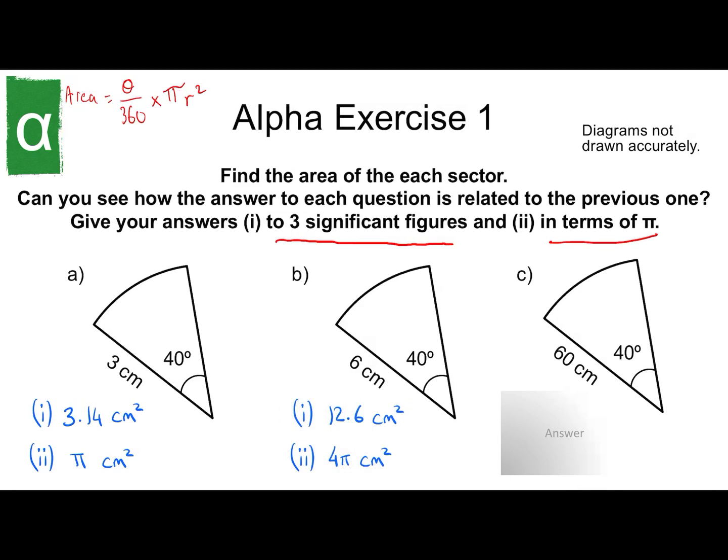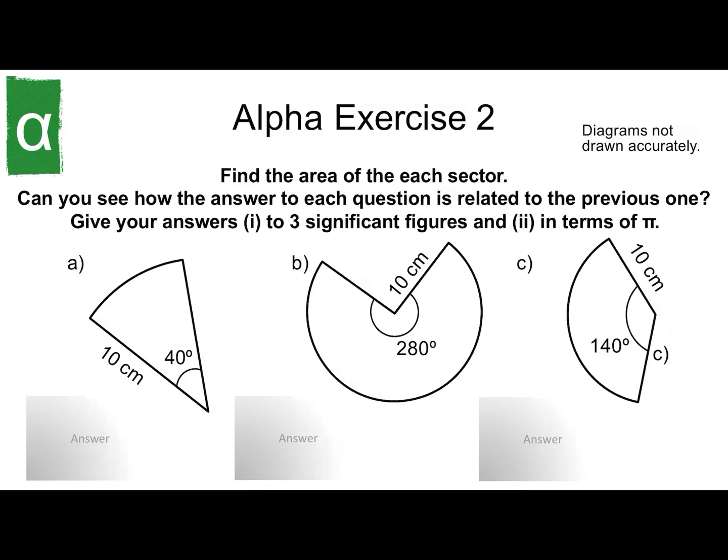Okay, here are the answers. So 3.14 centimeters squared, that's the same as pi. 12.6 centimeters squared to 3 significant figures, that's the same as 4 pi, so on and so forth. I hope that would be very easy, or just literally following the formula. What about these ones? Same. Have a go. Stop your video and have a go.